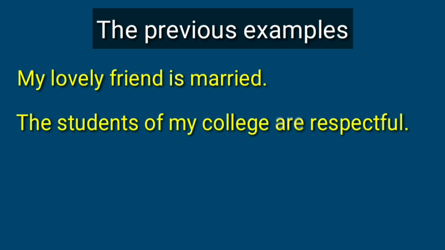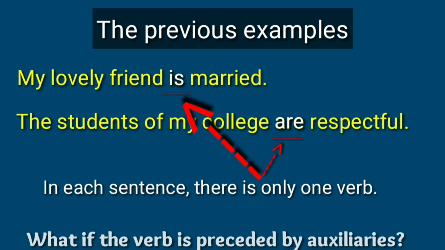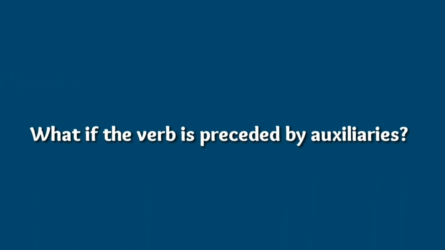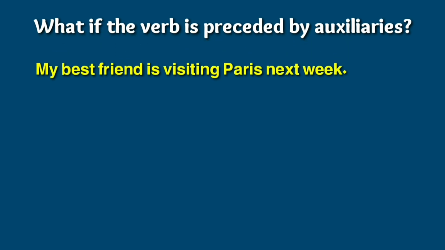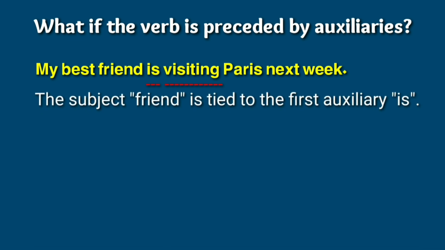In the previous examples, there was only one single verb. What if the verb is preceded by auxiliaries? Let's take an example. My best friend is visiting Paris next week. We have two verbs here. The auxiliary verb is and the main verb visiting. The subject, friend, is tied to the auxiliary verb is.